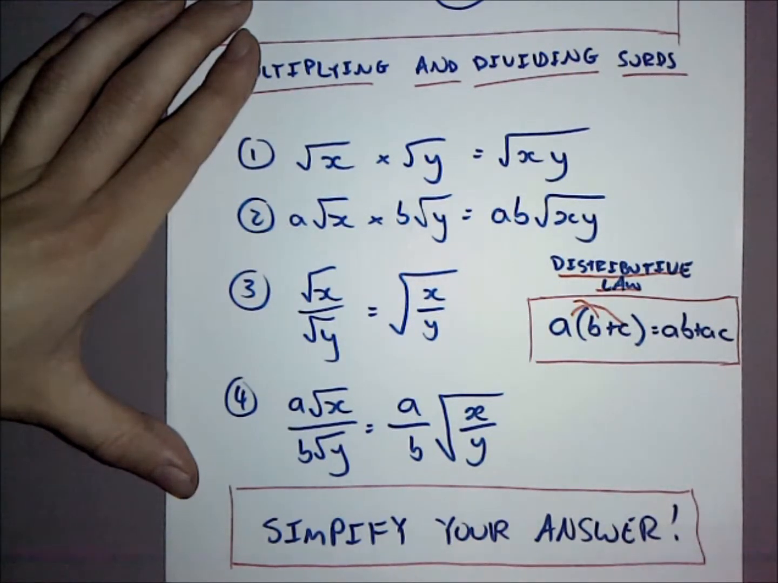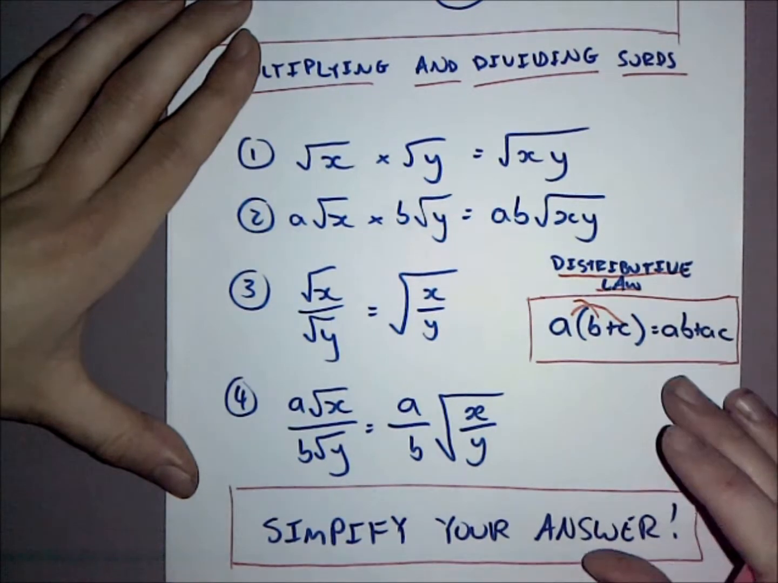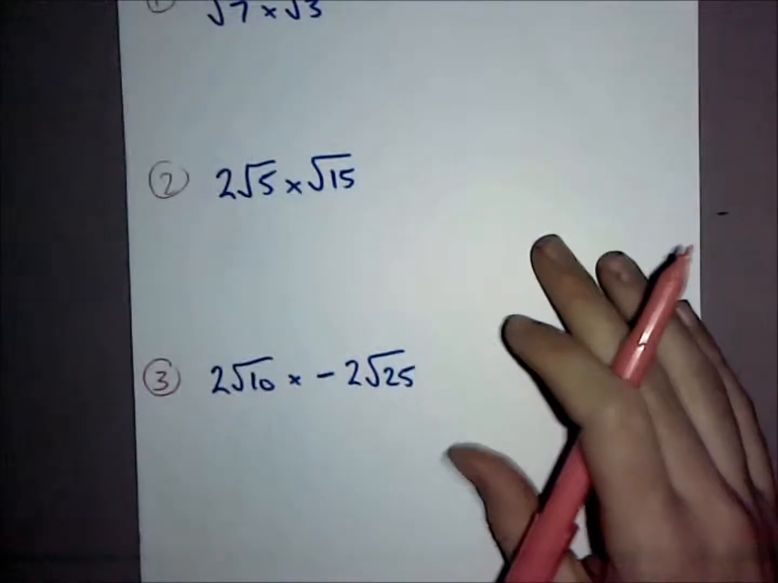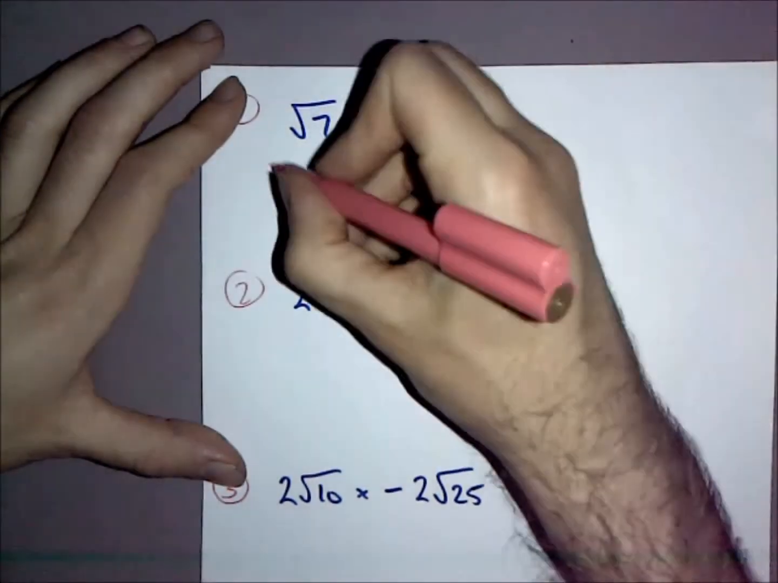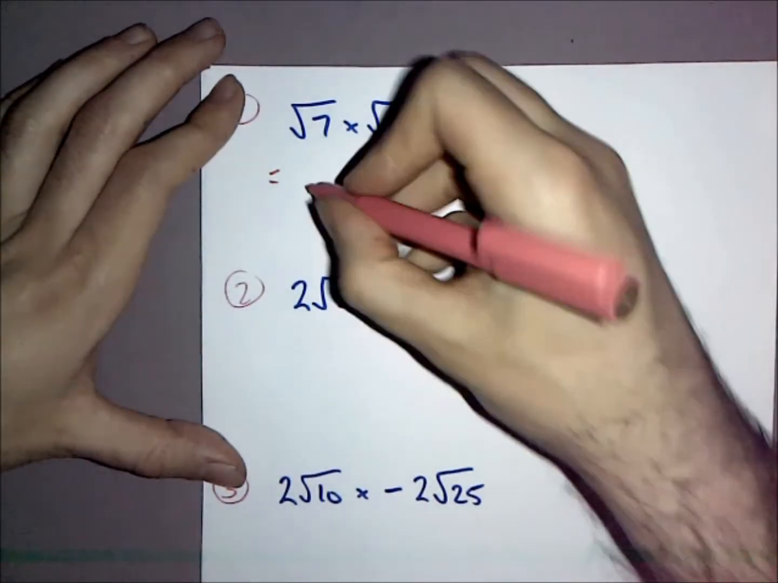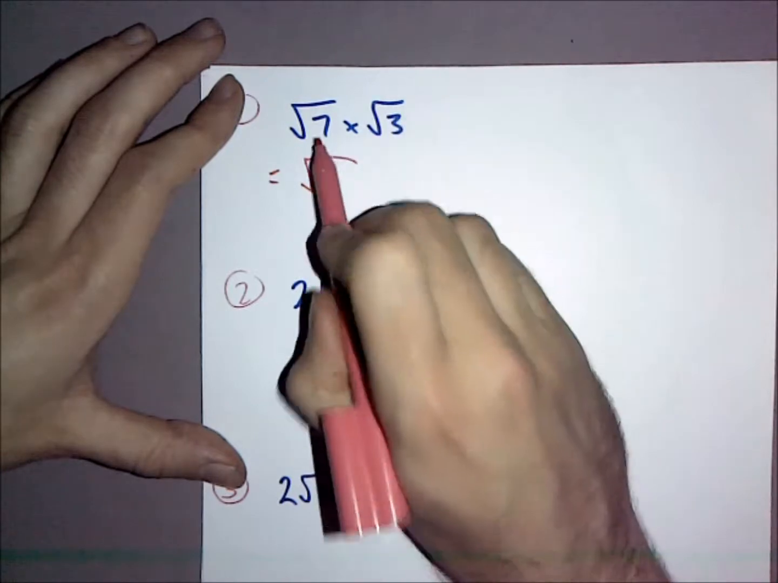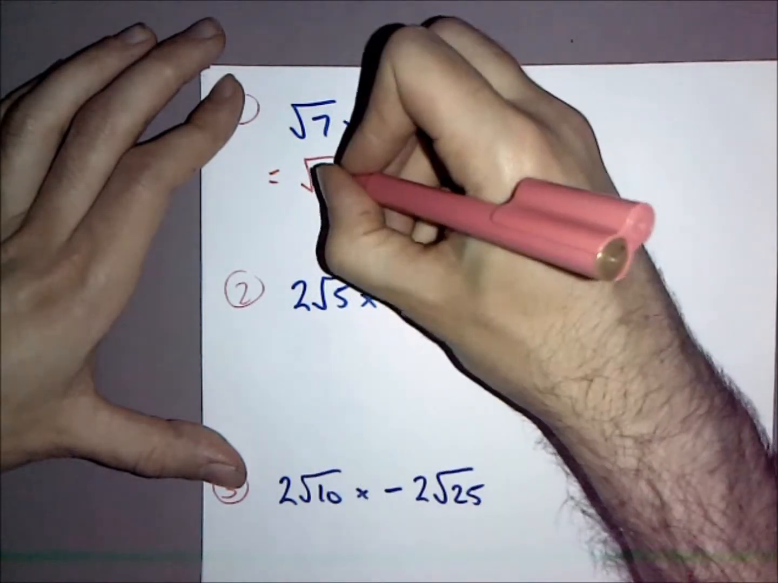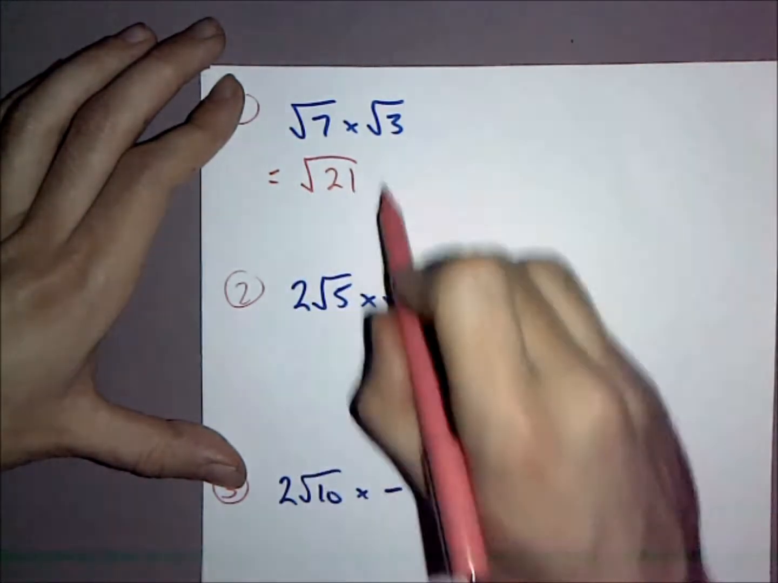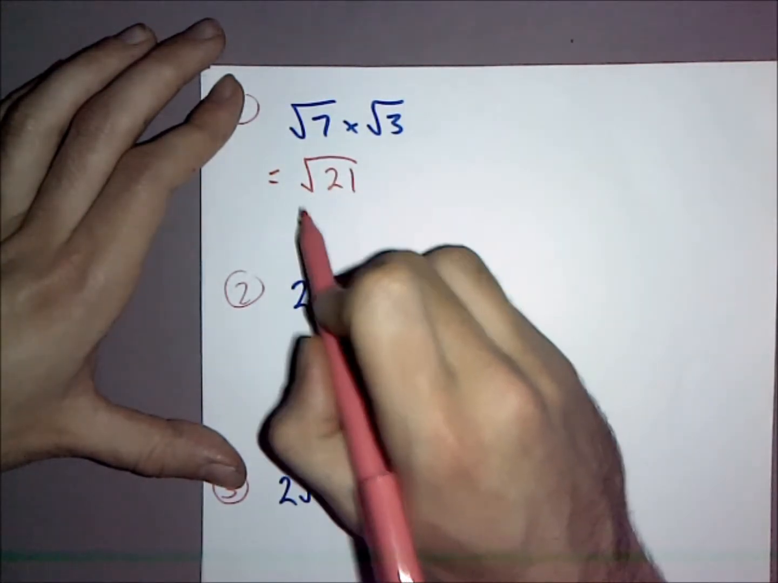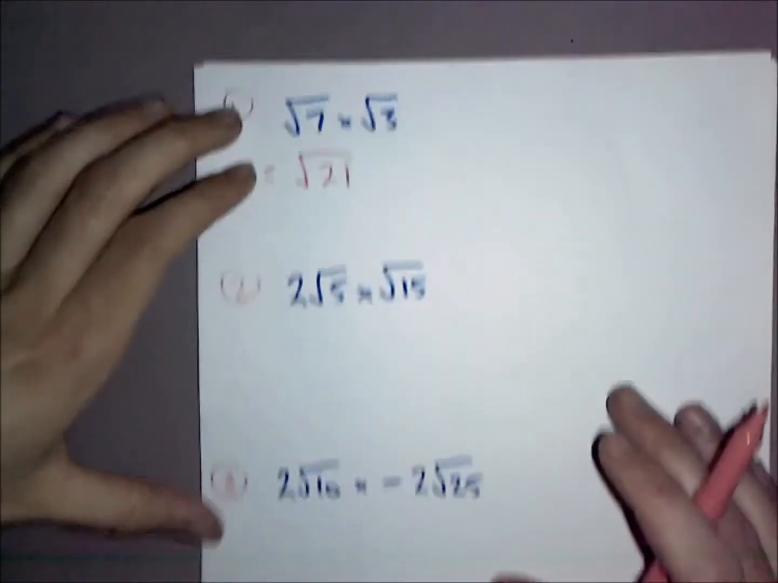Now in all these questions, what you need to make sure you do is you simplify your surds right at the end. So they need to be in simplest form all the time. So I'll do a couple of examples. Start off with some easy ones. So square root of 7 times the square root of 3 is going to be the square root of 7 times 3, which is 21. Now, I can't simplify this. I can't break it up into any square numbers, so that one's complete.